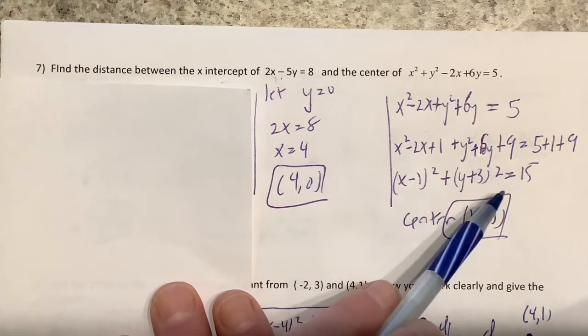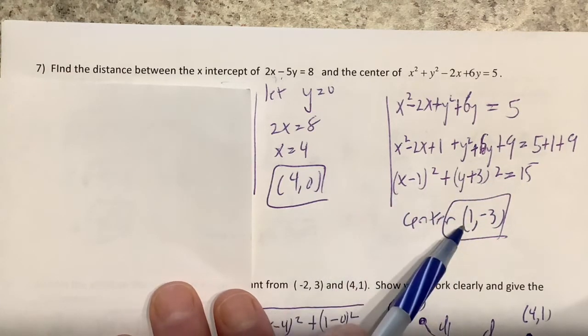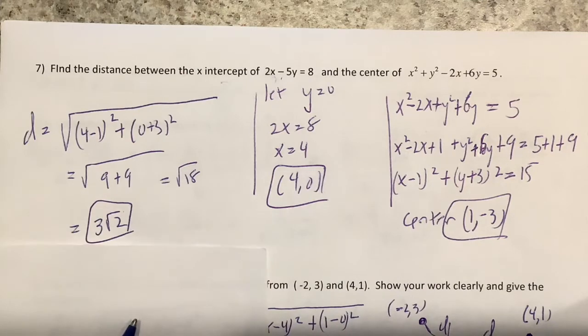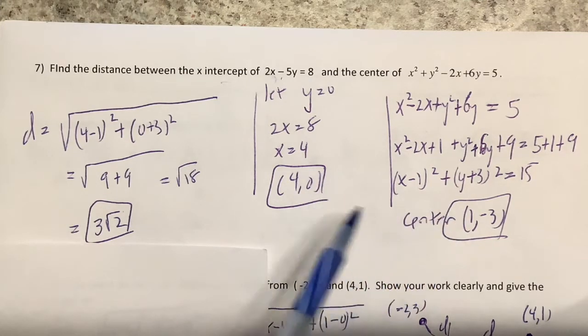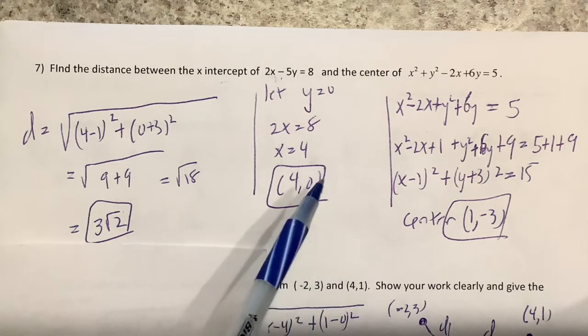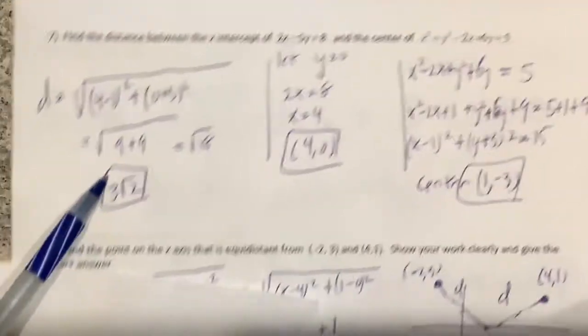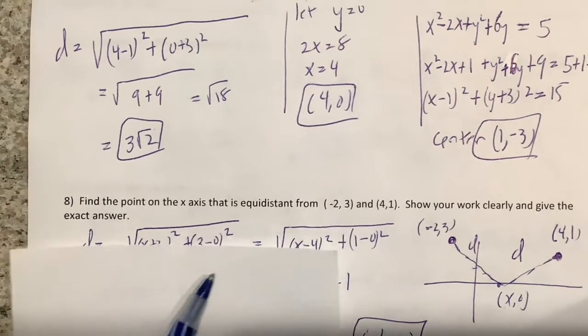So you end up with, down to this level, we don't really care about the 15. All we care about is the center. It's going to be (1, -3). So now that you've got those 2 points, all you've got to do is use the distance formula to find the distance between them. 4 minus 1 squared plus 0 plus 3 squared, square rooted, and then it simplifies to 3 square root of 2.